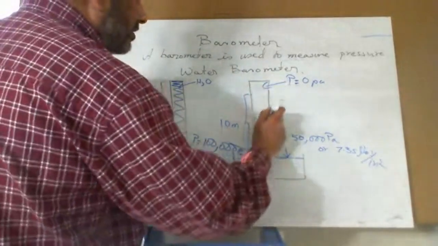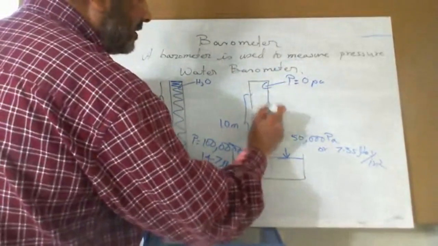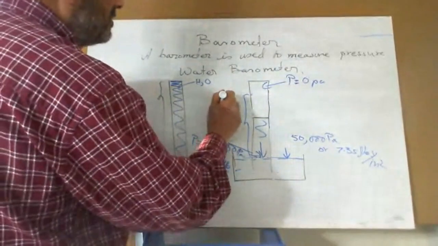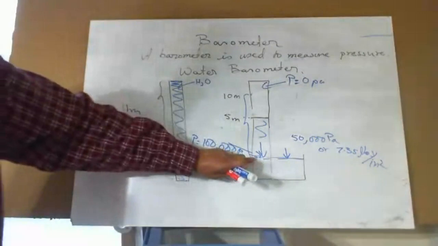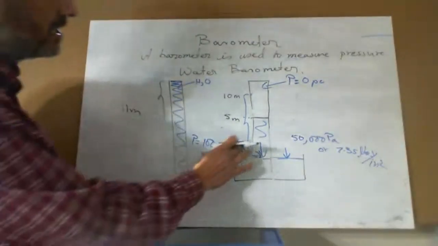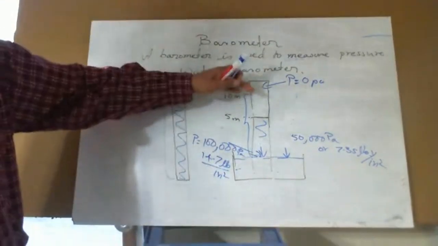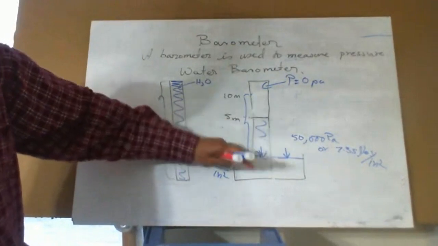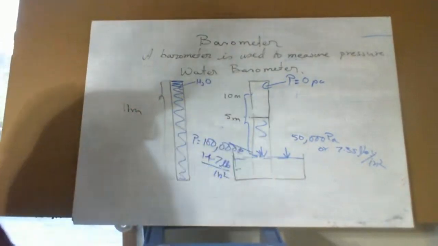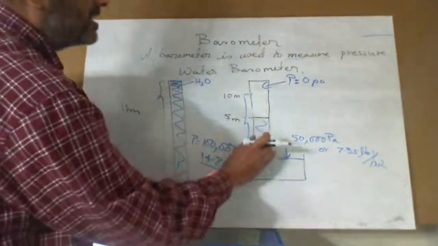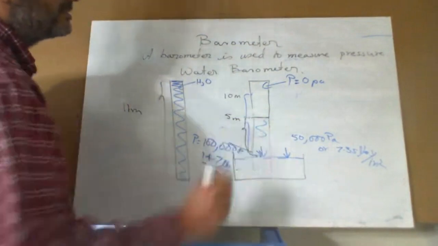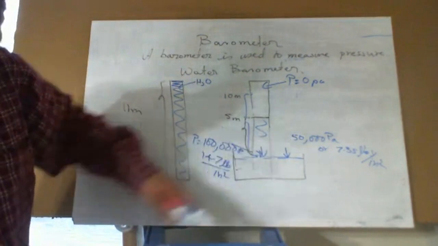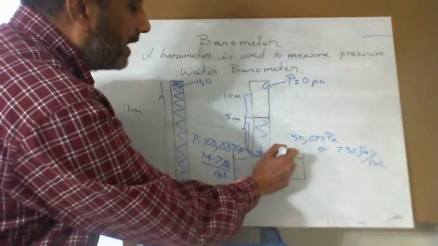What height will the water reach? So if this is 10 meters, the water will reach a height of 5 meters, right? 5 meters will give 50,000 pascals inside. See, 10 meters gave 100,000, 5 meters will give 50,000, and the water will empty itself until it reaches a height of 5 meters. So it will balance the outside pressure. These two will be balanced.